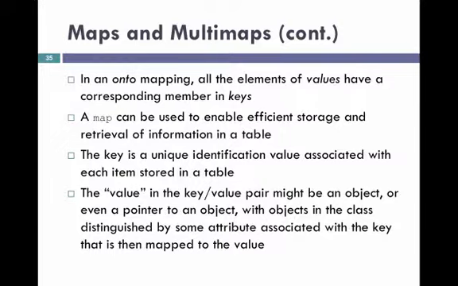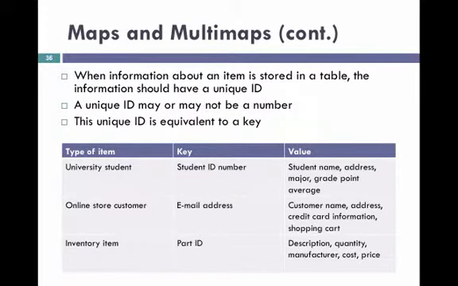So a map can be used to enable efficient storage and retrieval of information in a table. The key is a unique identification value associated with each item stored in the table. The value in the key-value pair might be an object or even a pointer to an object, with the objects in the class distinguished by some attribute associated with the key that is then mapped to the value. When information about an item is stored in a table, the information should have a unique ID. And a unique ID may or may not be a number. This unique ID is equivalent to a key.